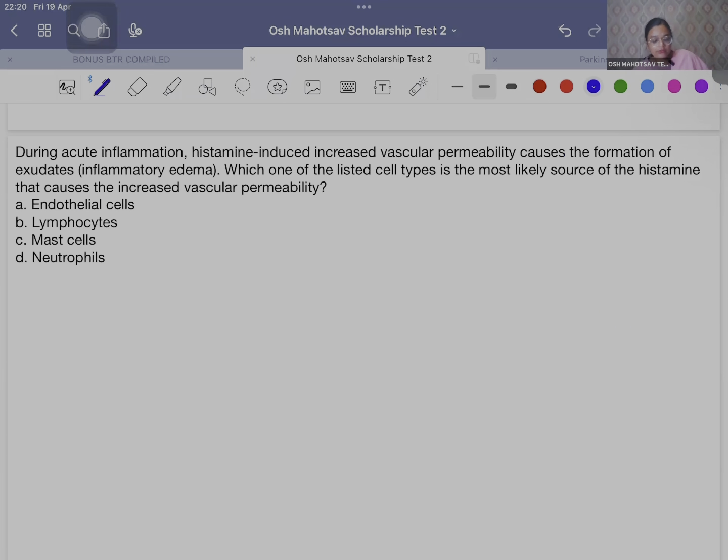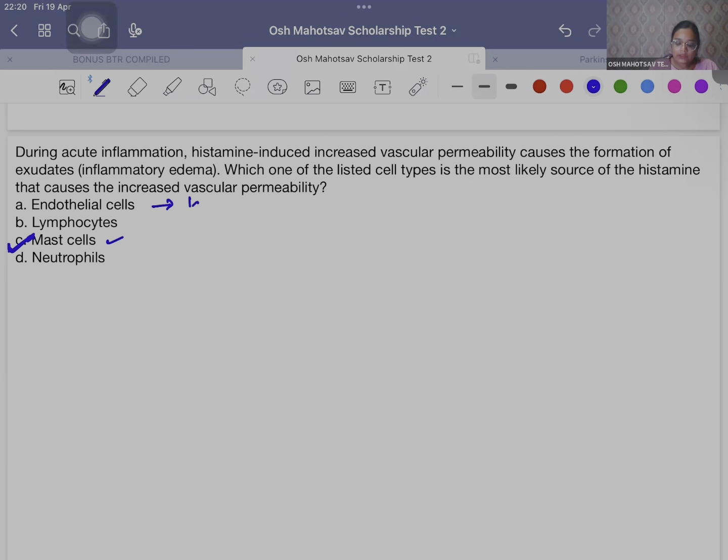During acute inflammation, histamine induces increased vascular permeability and formation of exudates. Which one of the listed cell types will be the source of histamine to cause increased vascular permeability? When I was teaching you the steps of inflammation, I told you the richest source of histamine is the mast cell. So the mast cell will release histamine.